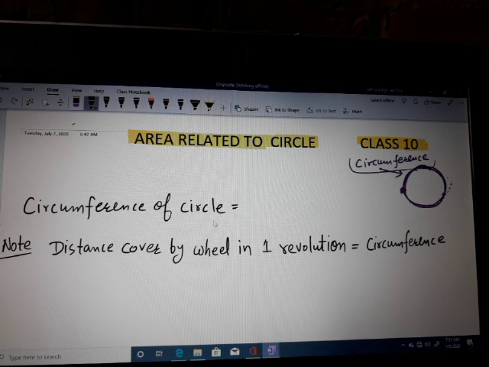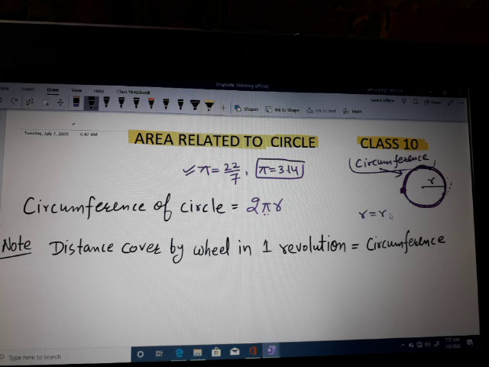The circumference of the circle is given by the formula 2 pi r. Pi can be taken as 22/7. If pi equals 3.14 is given, you can use 3.14. If it is not given, you always use pi equal to 22/7. And what is r? This is the circle with radius r. R is the radius of the given circle.